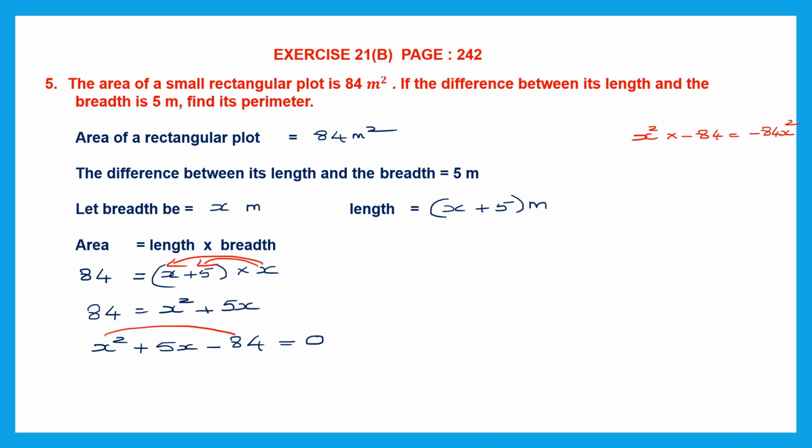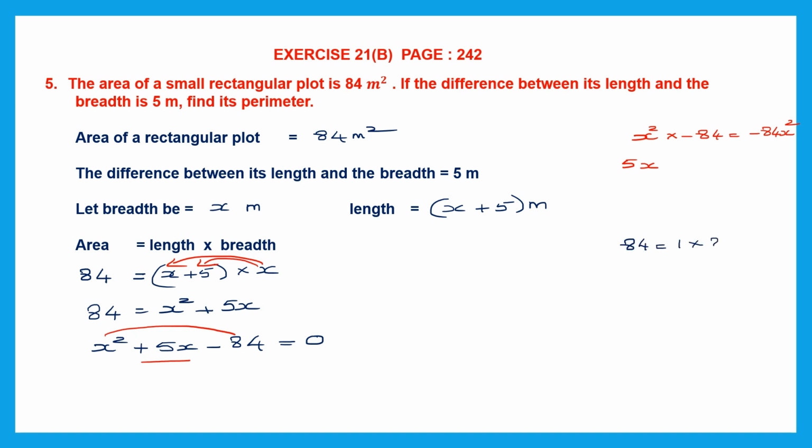Now we have to take the middle term, which is 5x, and we have to split it. We have to split the middle term in such a way that when we add, we get 5, and when we multiply, we get minus 84. So in that case, we have to find two numbers that will add up to give us 5 and multiply to give us minus 84. So here we need to find the factors of 84. So let's take 84 and find all the factors of 84.